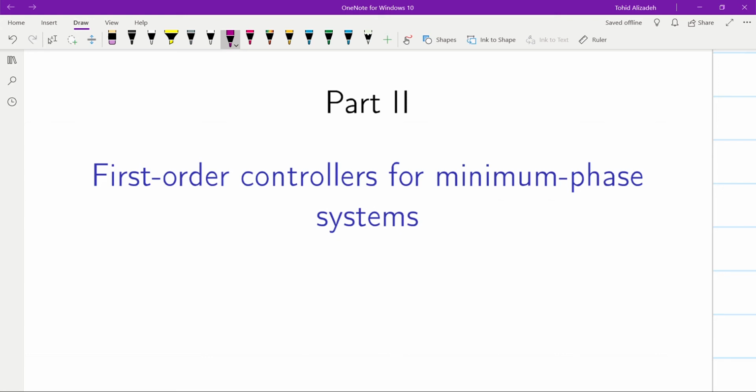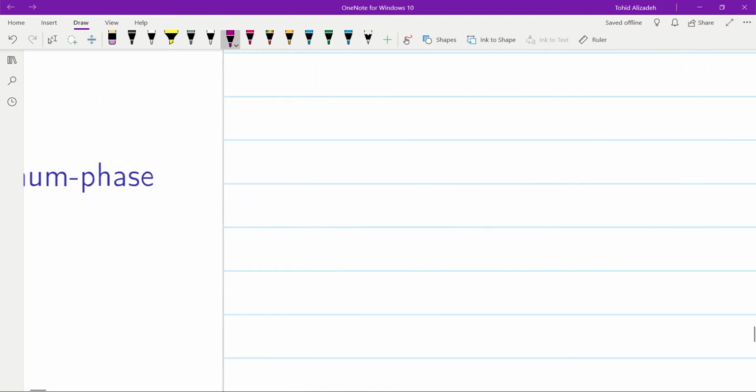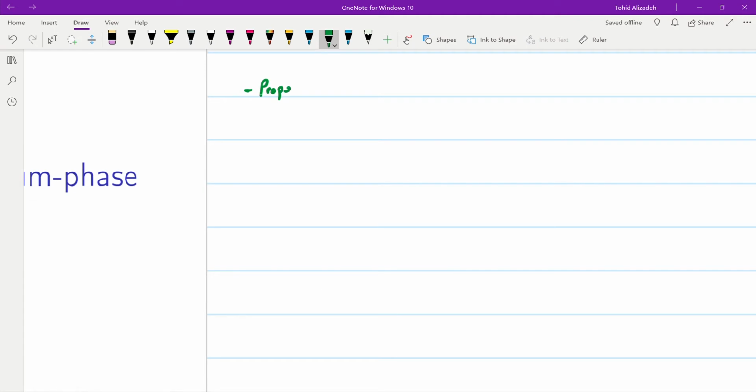Hello everyone, we are now kind of ready to start designing the controllers in the frequency domain. But before taking the next step, I think it's better for you to see how different kinds of controllers behave in the frequency domain themselves. As I already mentioned, we will start first with the proportional controller, which is the simplest one.